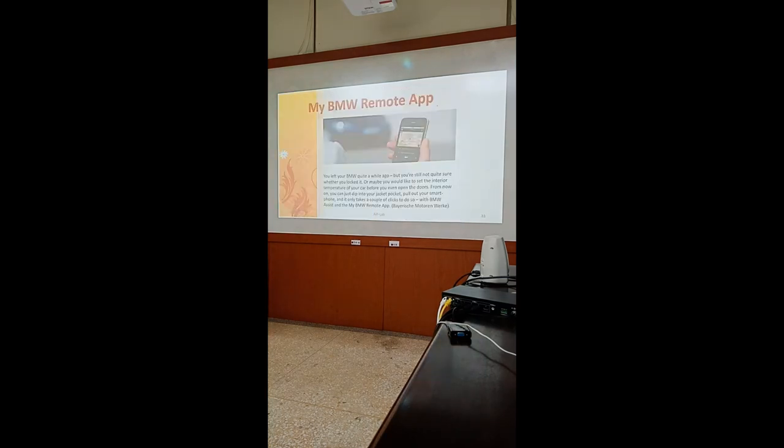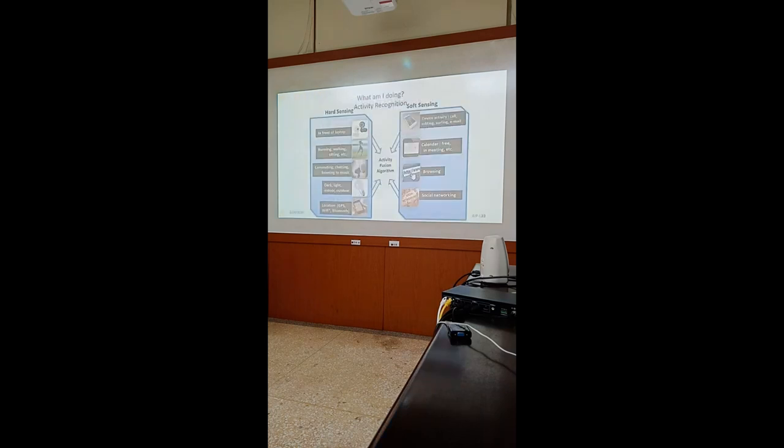And now many cars use this: using a cell phone to open your car, or open your air conditioning remotely. And then, what am I doing? We can have activity recognition. The left side is hardware.